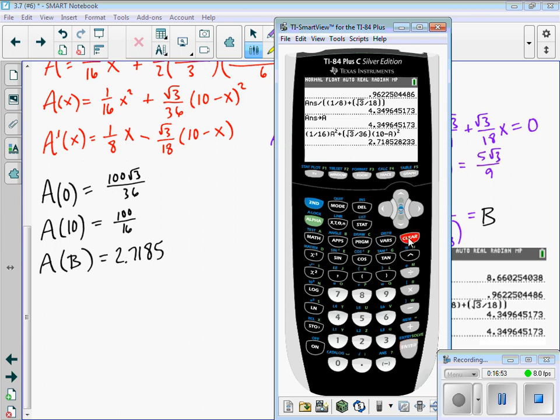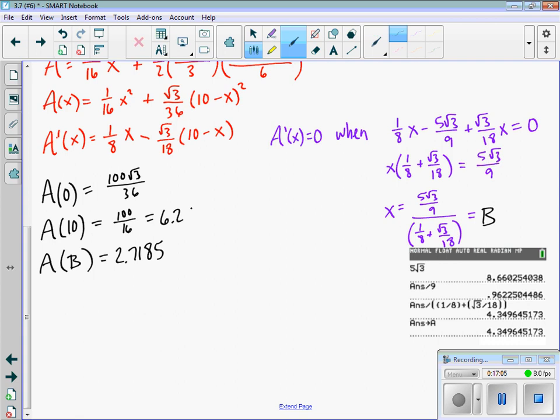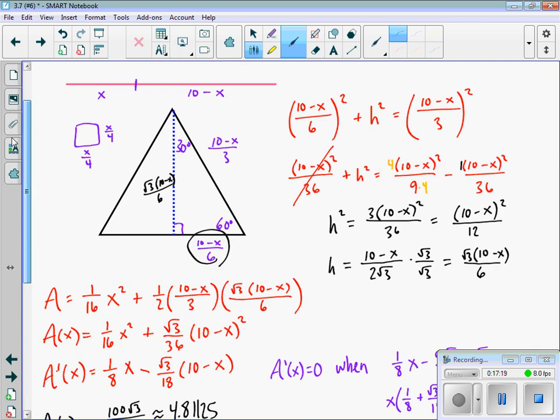So, okay, what was 100 over 16? 6.25, is that what you guys got? And what about the other one? At 0. Does that look okay? Okay, so we've got these three values here, and we're trying to answer the two questions.